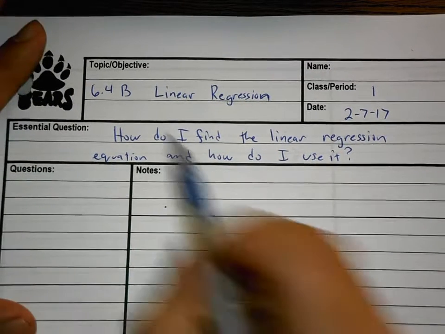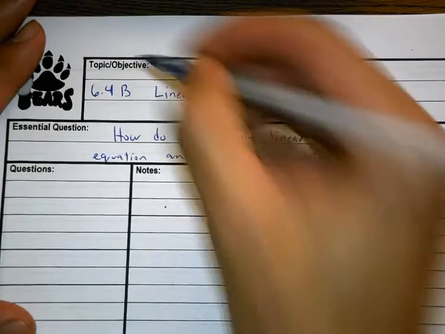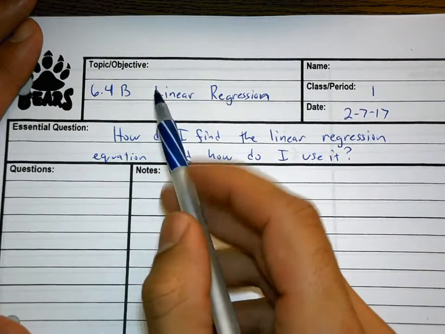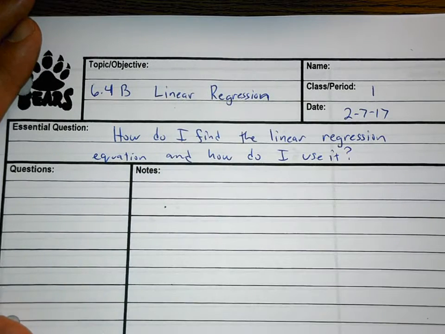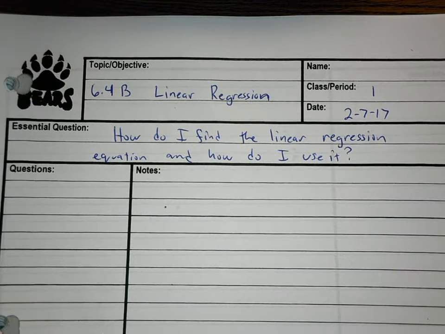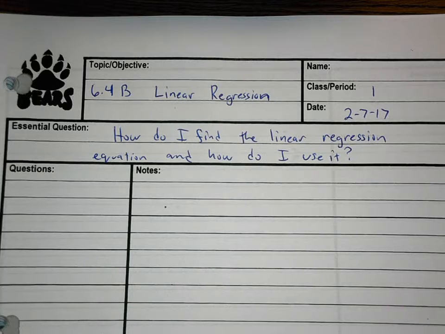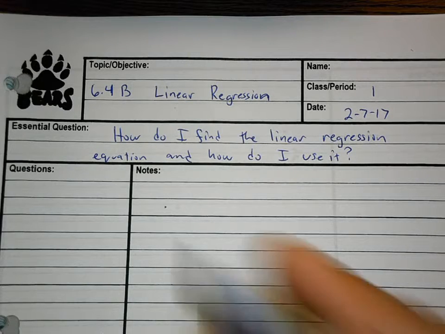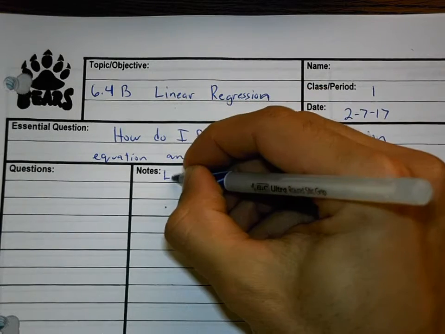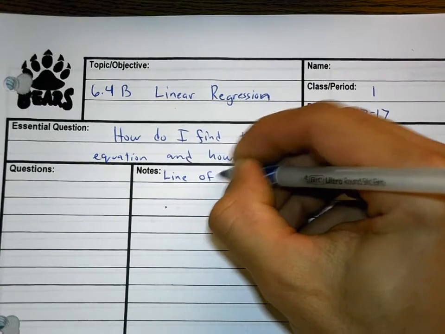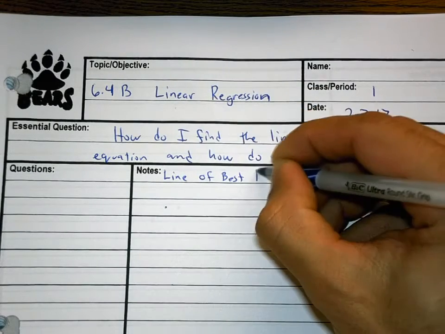In 6.4b, we are now going to find something called the linear regression, a line of linear regression. I need to make sure you understand what it is that we are trying to find, what it is and how to find it. But before we do that, I need you to write down the line of best fit.